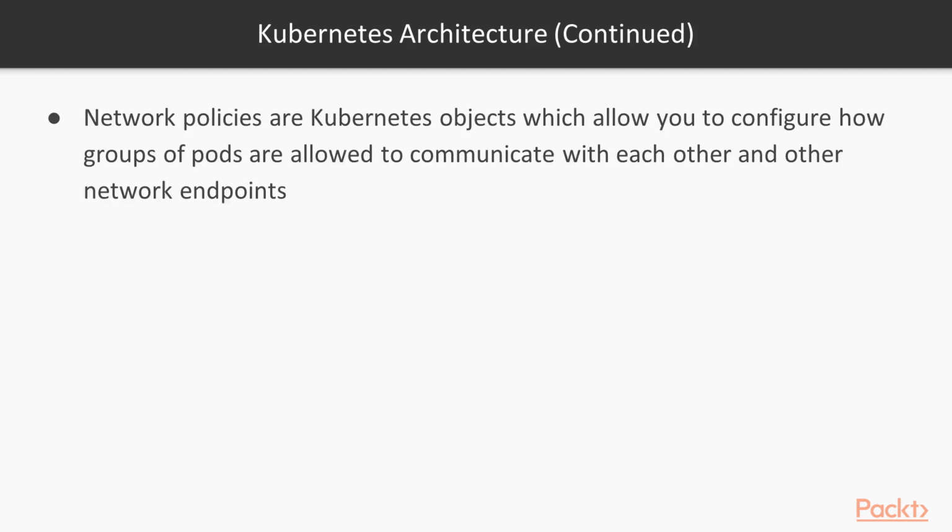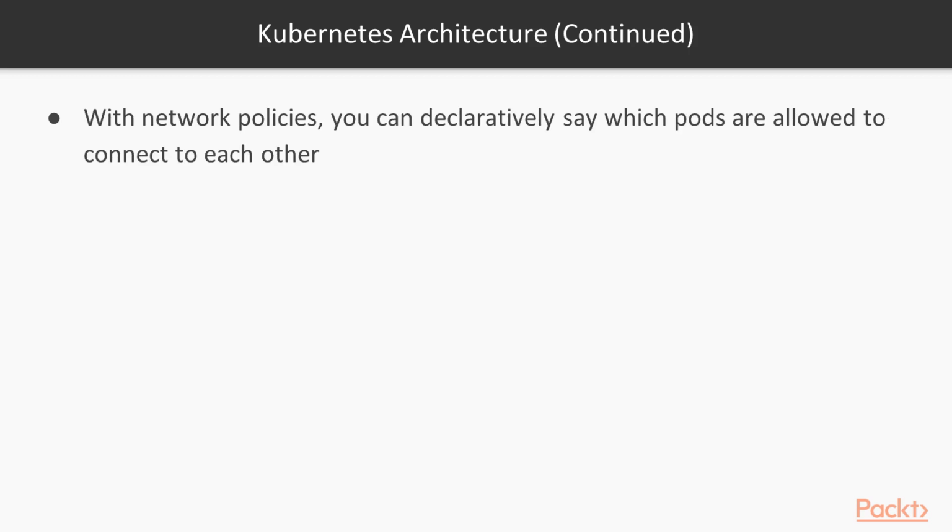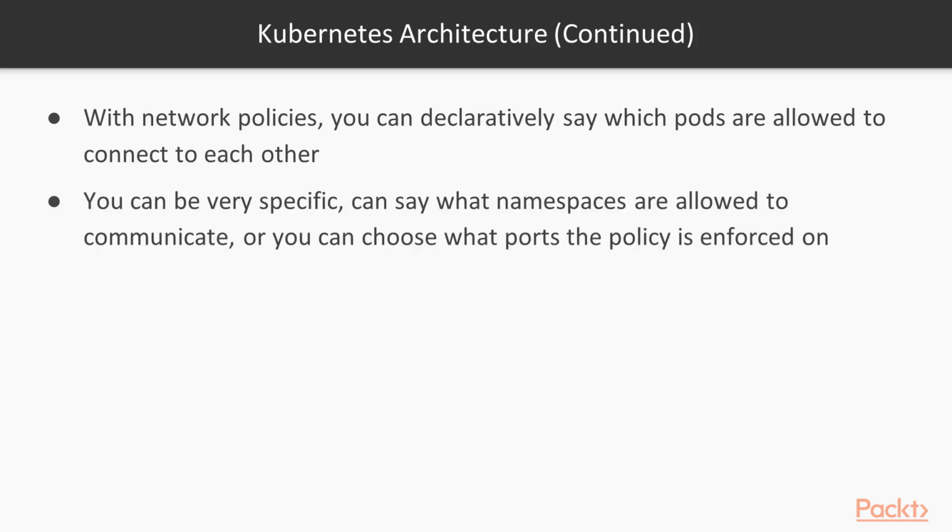Network policies are Kubernetes objects which allow you to configure how groups of pods are allowed to communicate with each other and other network endpoints. In simple terms, network policies are like firewalls operating in between pods running on a Kubernetes cluster. With network policies, you can declaratively say which pods are allowed to connect to each other. You can be very specific. You can say what namespaces are allowed to communicate, or you can choose what ports the policy is enforced on.